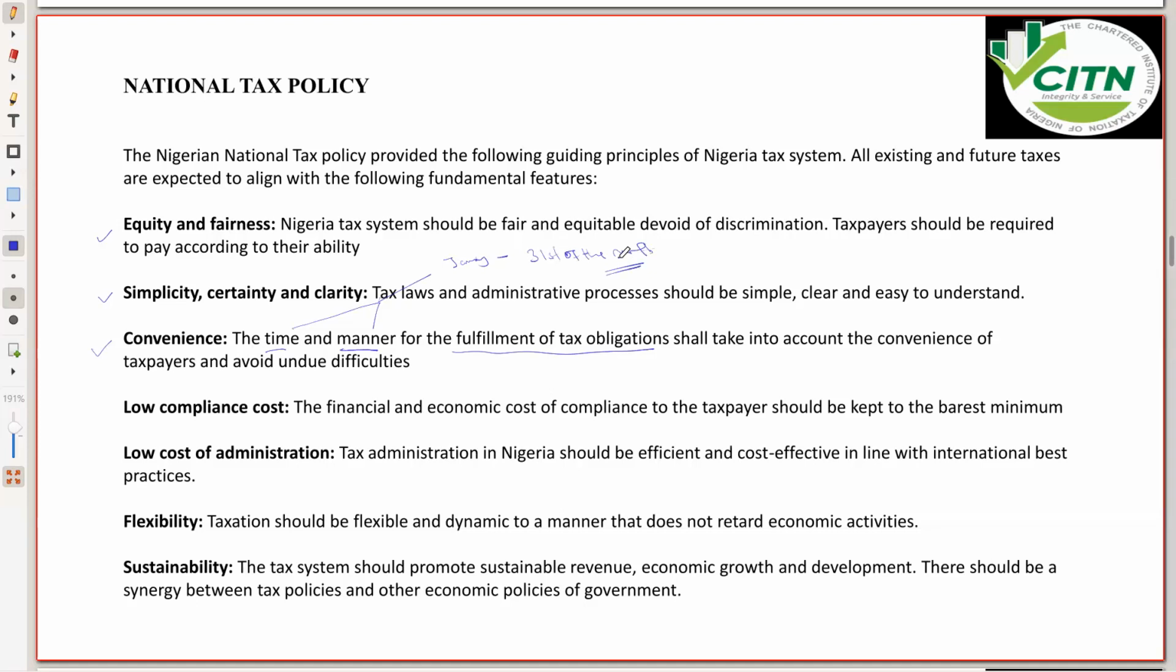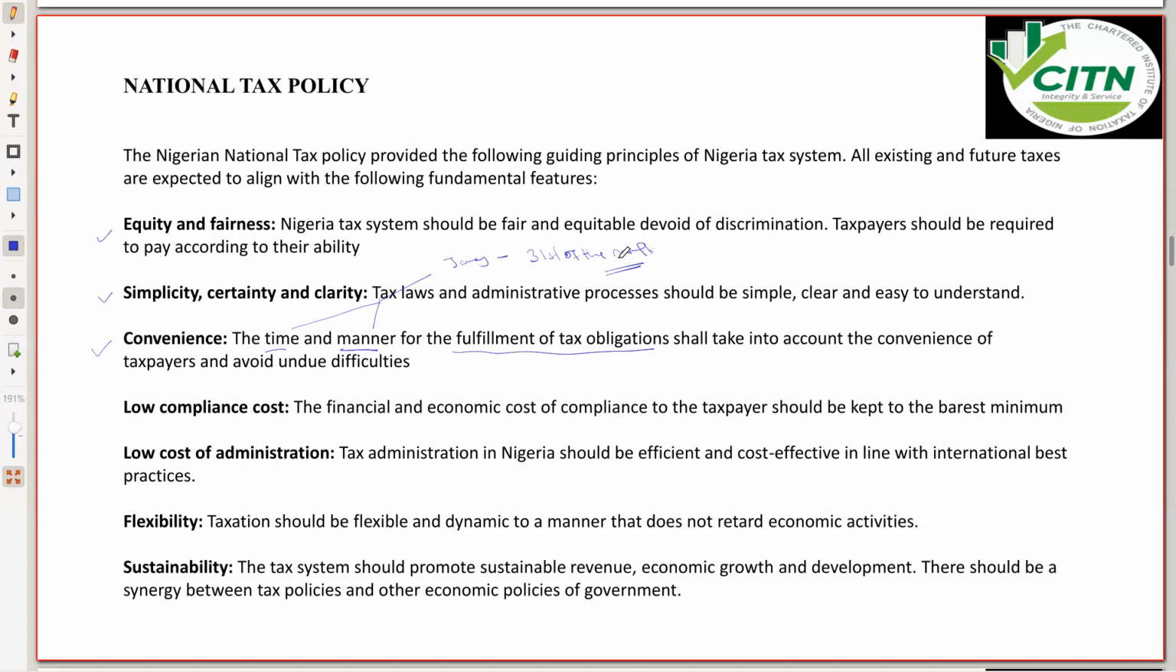That's definitely not convenient because it will put a lot of pressure on businesses. It doesn't give them enough time to put together their records and then do the appropriate and the right filing. And then the manner of fulfilling that tax obligation as well should be convenient.